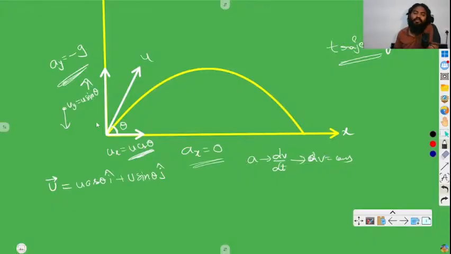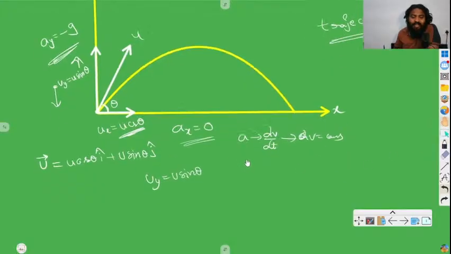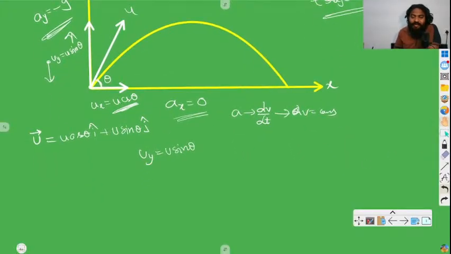But coming to the velocity of the particle along the y-axis, initially the velocity of the particle along the y-axis is uy is equal to u sin theta, right? But coming later along the x-axis, ux is equal to u cos theta.